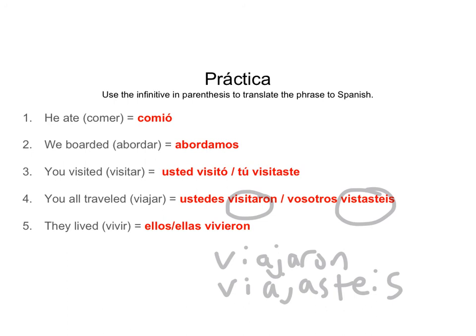So you should have in your notes the verb charts for AR, ER, and IR verbs, examples of how to conjugate those verbs in a phrase, and also the definition of a verbal tense.